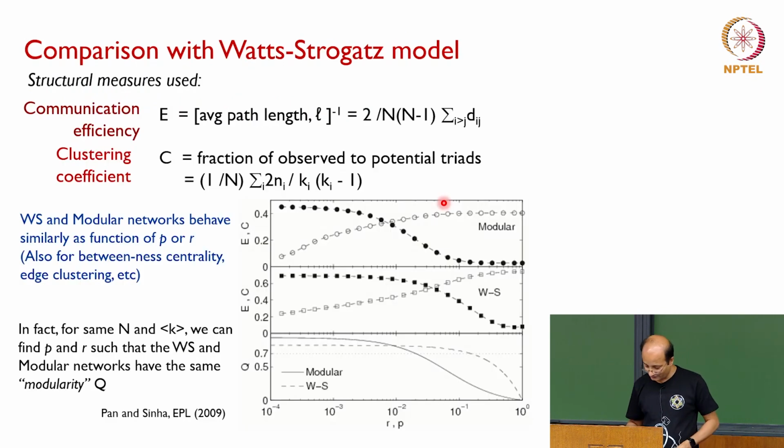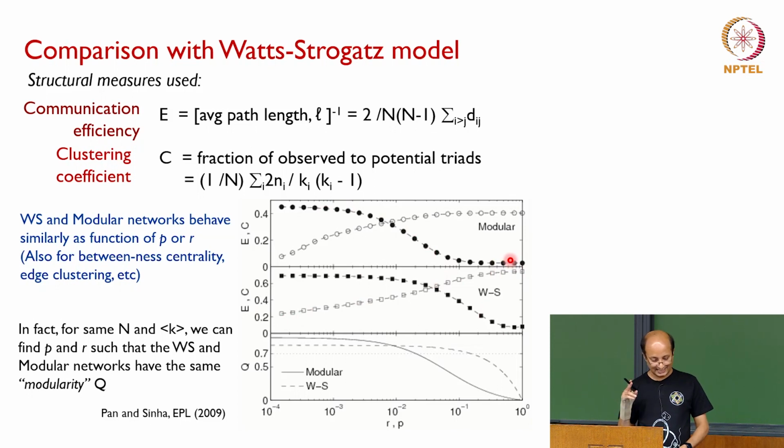network. So what we find is that if we look at it as a function of R, then exactly the way the Watt-Strogatz network behaves, the average path length, kind of, so this is the inverse of the average path length. So when the communication efficiency increases, it means the average path length is actually decreasing, and similarly the clustering coefficient is also decreasing in a way very similar to Watt-Strogatz network.